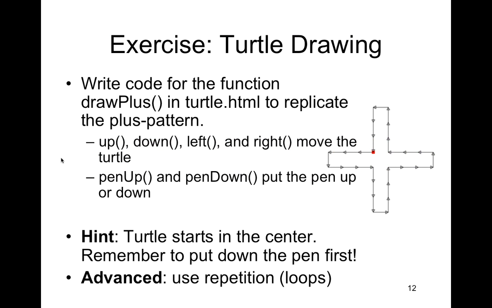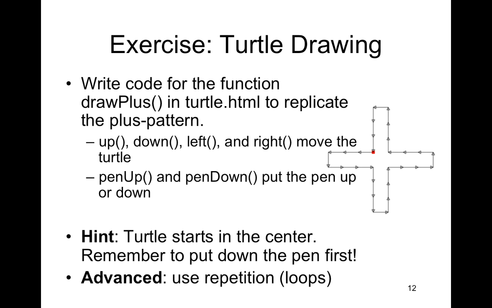Here's the details of the exercise. You're going to use these 6 turtle commands, up, down, left, right, pen up, and pen down, to move the turtle around the screen to create that plus sign pattern. And you're going to use those functions, and you're going to extend one existing function to add this functionality. A couple of notes. The turtle starts in the middle of the screen, that's where the red dot was, and you have to remember to put the pen down first before you start drawing.